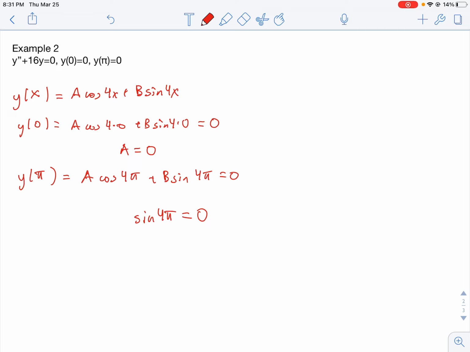So, to wrap things up, I hope you can see from these two examples the major issues we face with endpoint problems. That is, we can easily get a trivial solution where y of x is identically equal to 0, or infinitely many different non-trivial solutions.